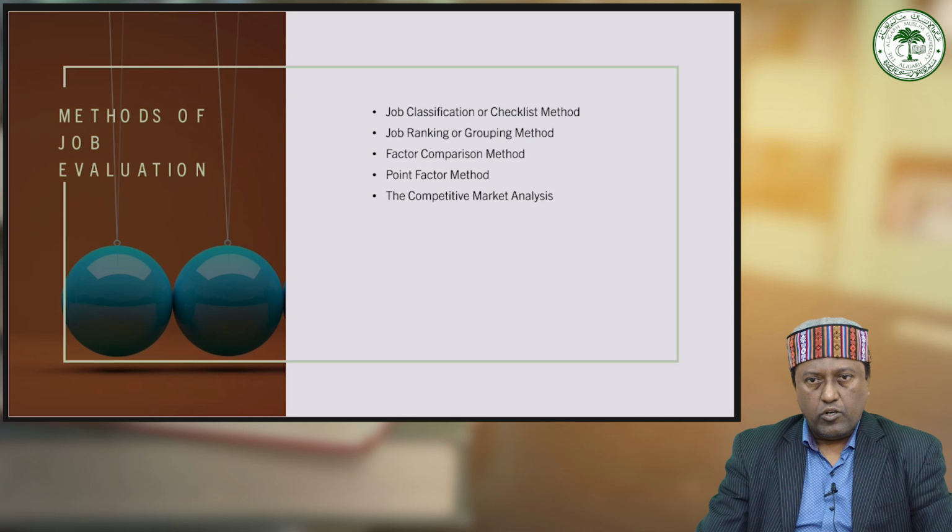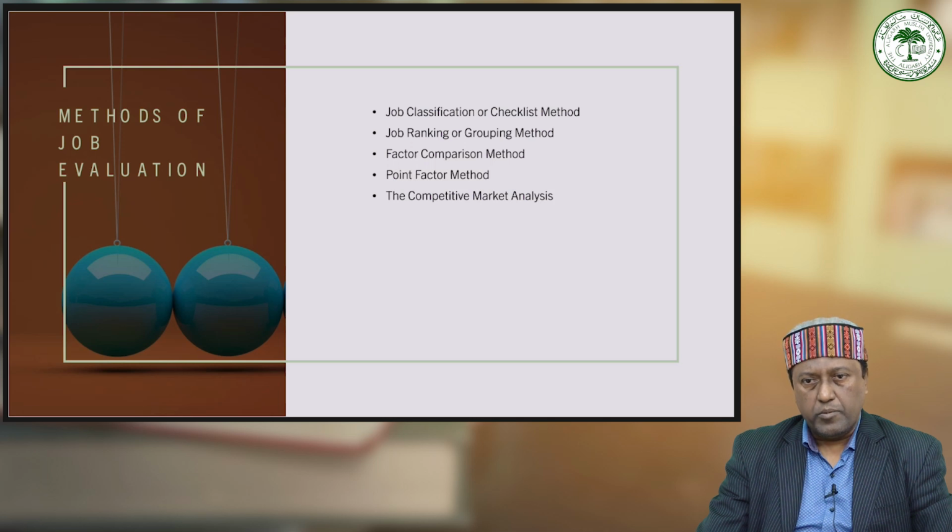There are several methods of job evaluation. We'll discuss them one by one, each with its own approach and technique for assessing the relative value of jobs within an organization. Some common methods are: number one, job classification or checklist method. This is a traditional approach to job evaluation, commonly found in government offices and some other organizations.